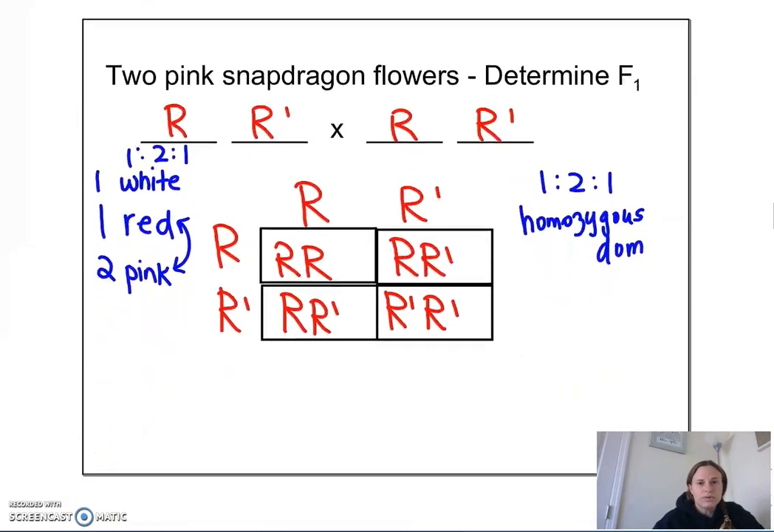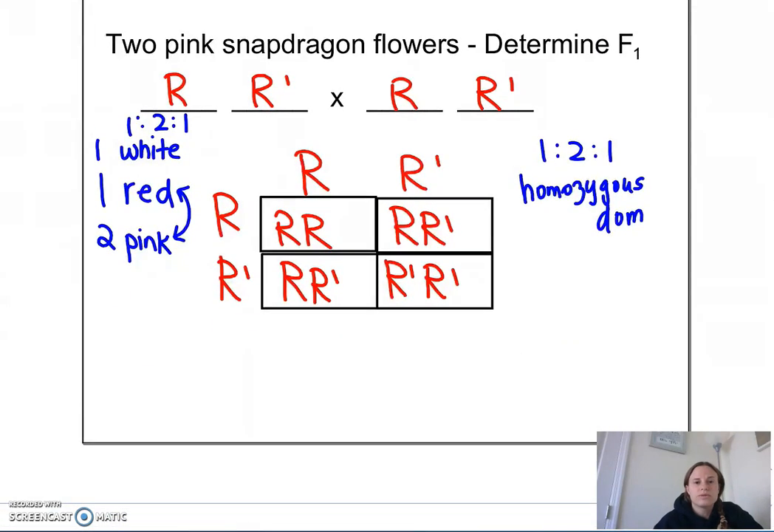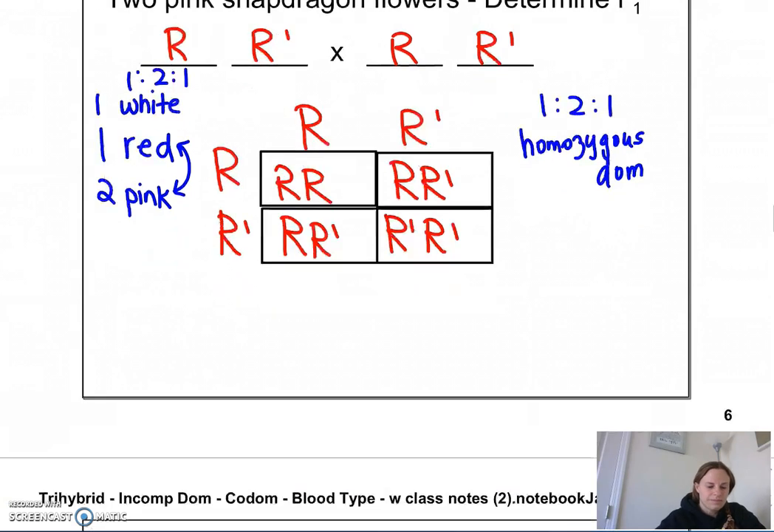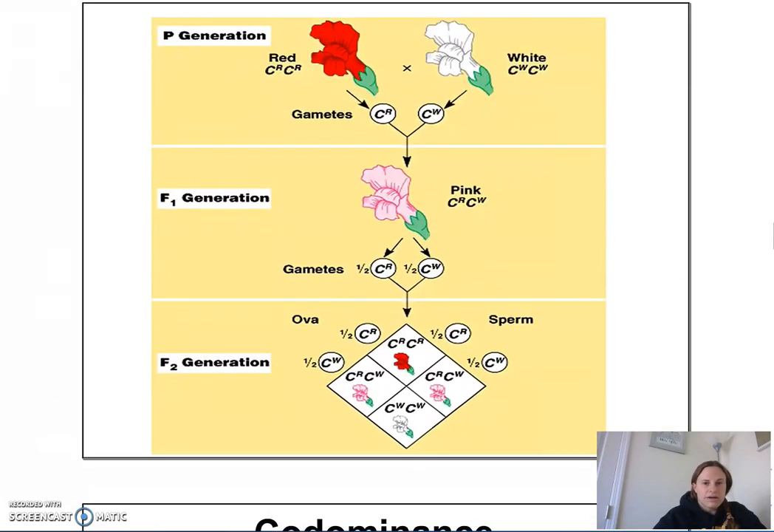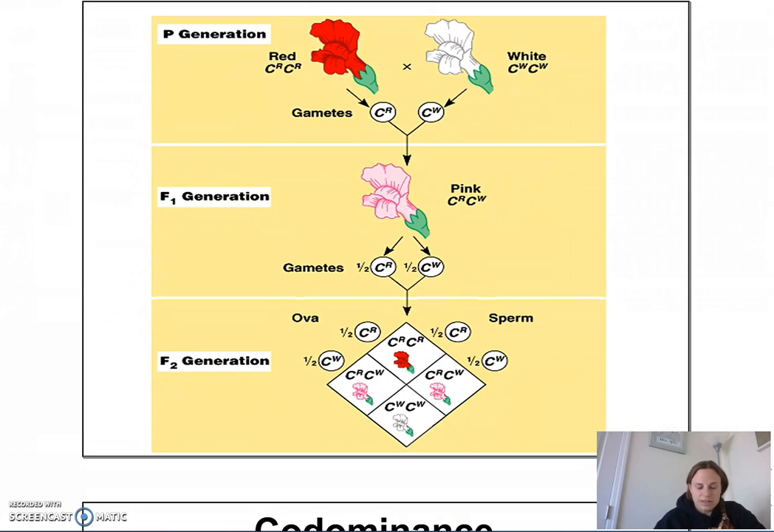If you were to do a sample Punnett square using pink snapdragon flowers or any organism that exhibits incomplete dominance, you'd always get a 1:2:1 ratio regarding the phenotype and the genotype. So I'd have one white, two pink, one red: one homozygous dominant red, two heterozygous pink, one homozygous dominant white. And here is what that would look like in your textbook.